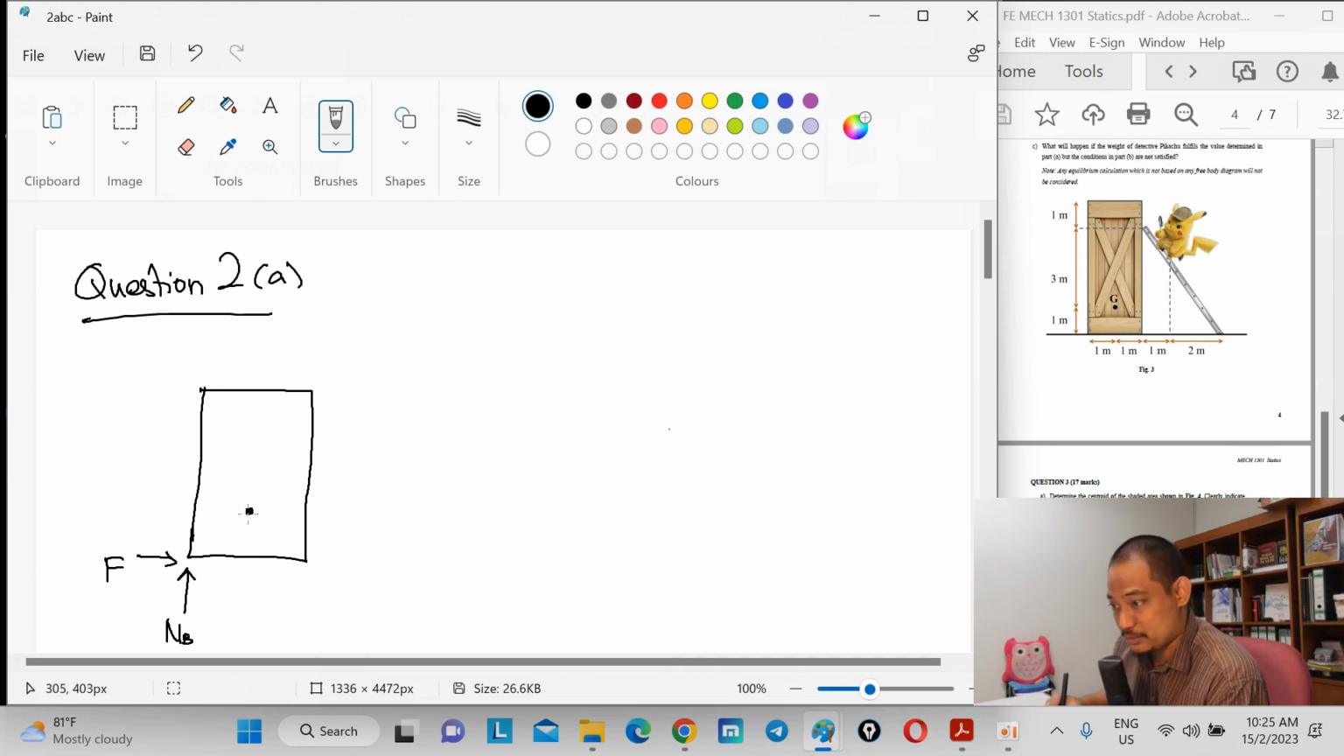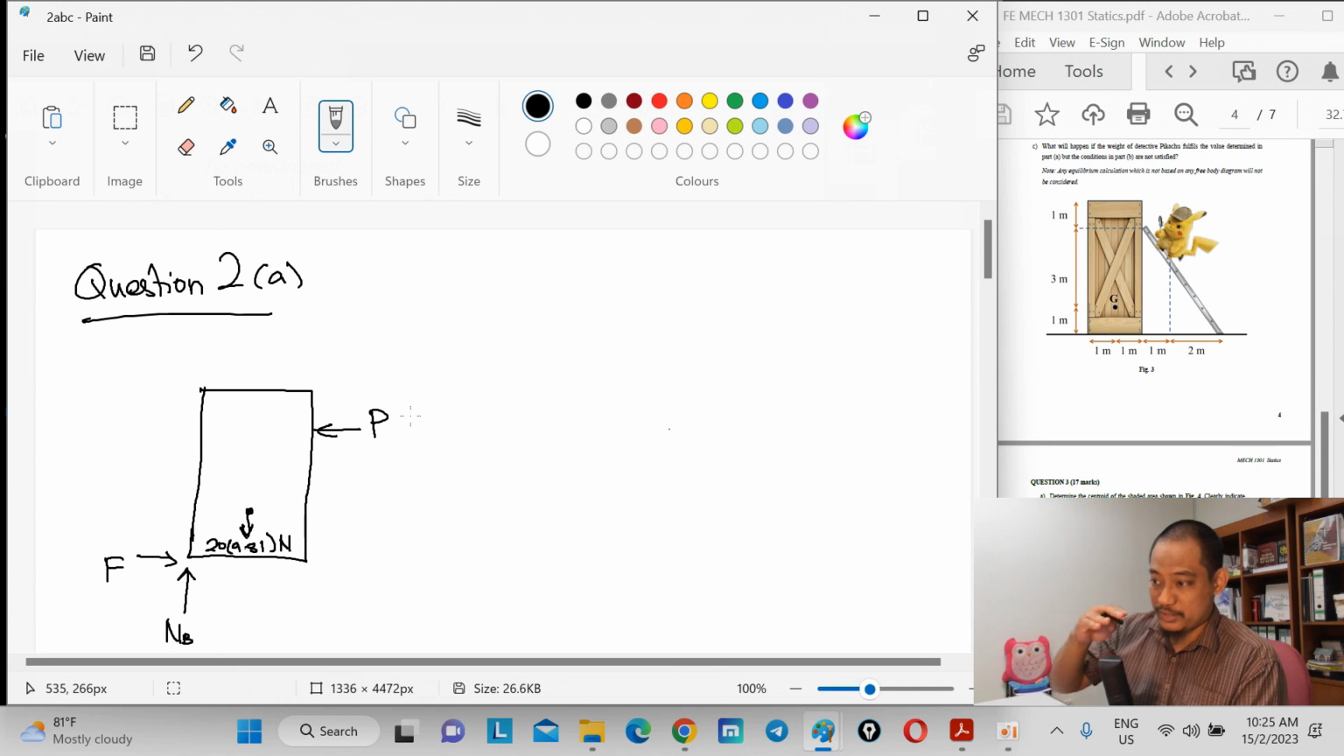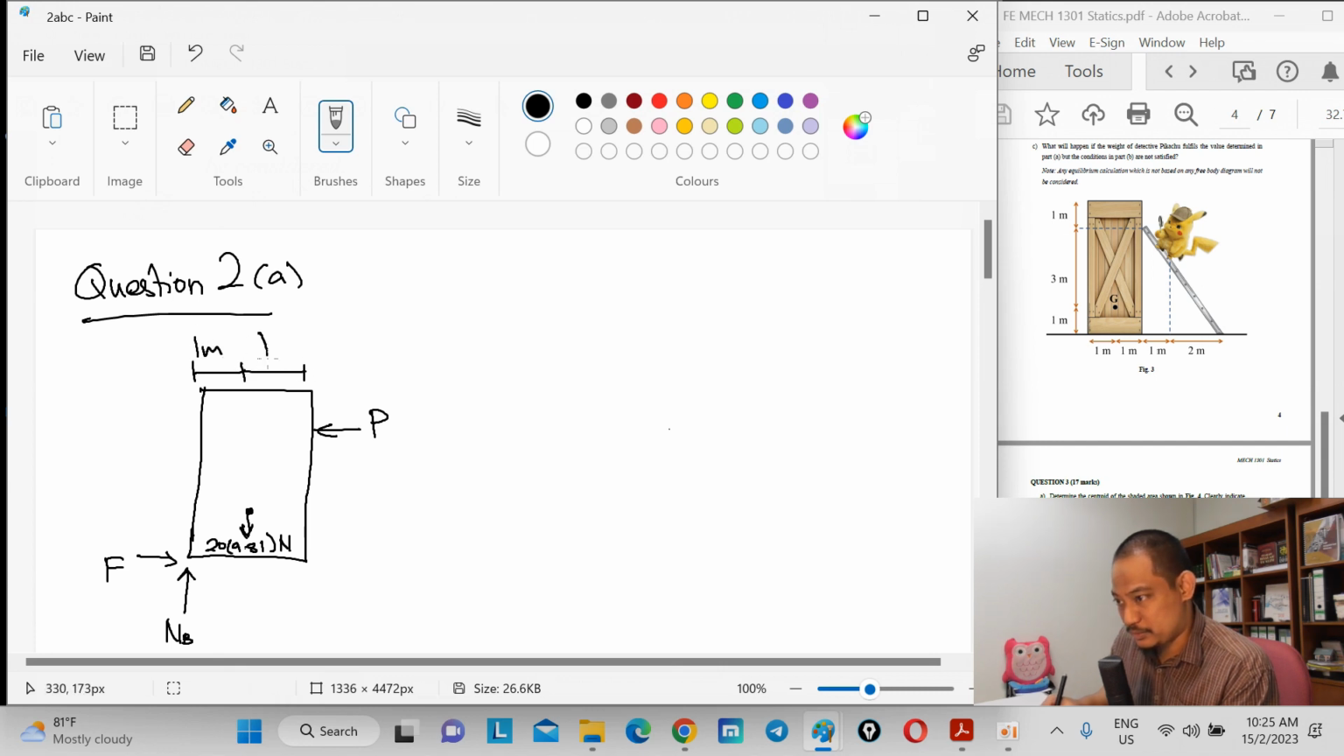And then we have the weight of the box, which is 20 kilograms, so 20 times 9.81 Newton. That's the weight. And then we have this force, let's call it P, from the ladder pushing that way, right? Because it's a normal reaction. The contact here is a normal reaction, so that way. The rest is dimension. So this is 1 meter, 1 meter, and this height is 4 meter, right? Okay, so we have what we need.